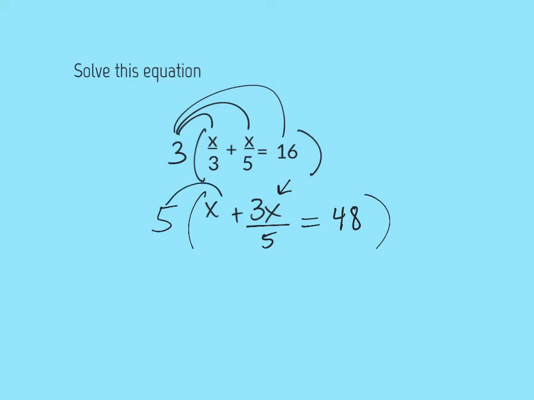5 times x, the first term here, will be 5x. This time when I multiply the middle term here, the numerator will stay the same because the times 5 and the divide by 5 are opposite operations and they will cancel each other out. So I am left with just that 3x. And now I need to multiply my 5 times 48, which is going to be 240.